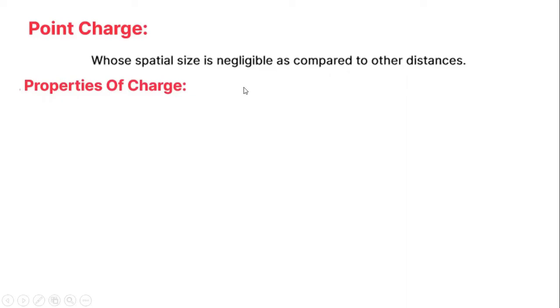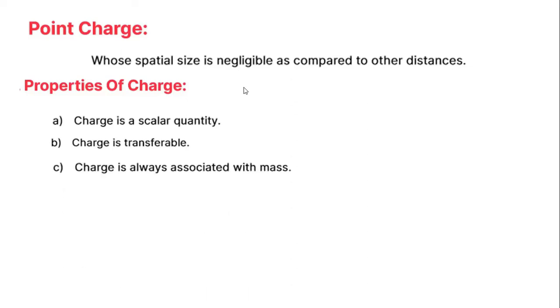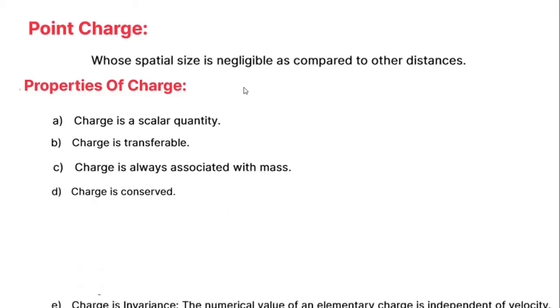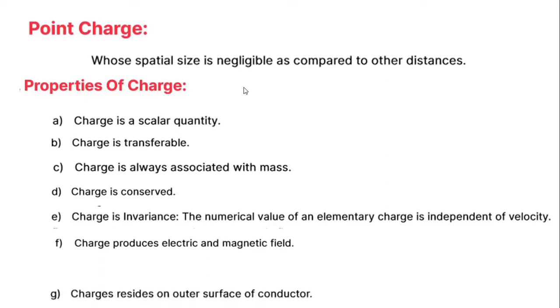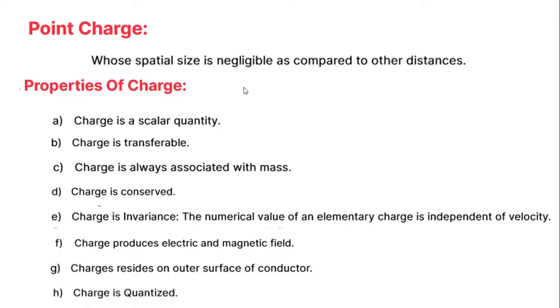Now let's come on to the general properties of the charge. There are various properties of the charge, so let us go for them. First, charge is a scalar quantity, charge is transferable, charge is always associated with mass, charge is conserved, charge is invariant, charge produces electric and magnetic field, charges reside on the outer surface of the conductor, and charge is quantized. Mind it, these all are the general properties.